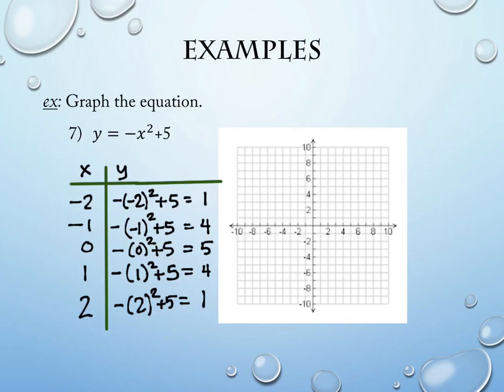And we'll plot them. So we had negative 2, 1. I have negative 1, 4, 0, 5, 1, 4, and 2, 1. And again, we talked about the fact that this is a U shape. So it looks something like that. What it should look like is that we just picked up the graph and we just moved it up 5, right? That's what it should look like, because that's what we literally did.